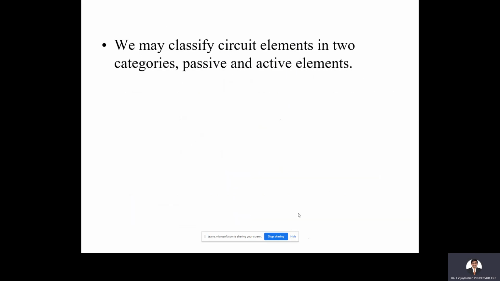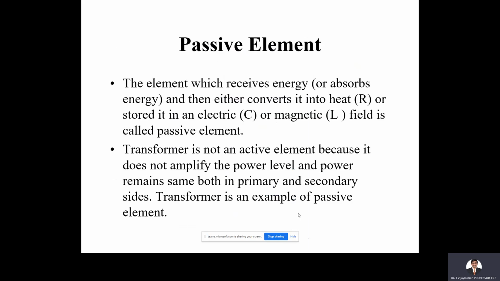We can classify the circuit elements into two different categories. One is called passive elements, the other is called active elements. Then what is meant by a passive element and what is meant by an active element? What is a passive element? The element which receives or absorbs the energy, and then either converts it into heat or stores it in an electric or a magnetic field, is called a passive element.